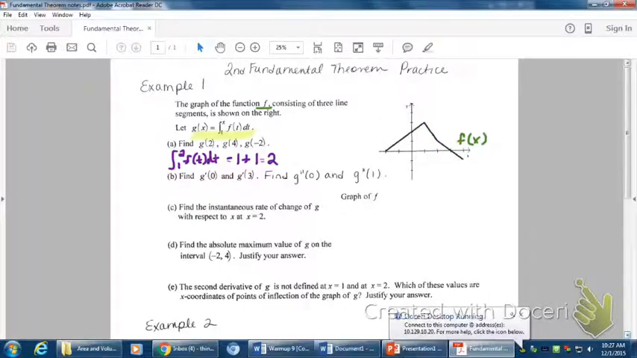Alright, g of 4 means the integral from 1 to 4 of f of t. So I need this part from 1 to 2, which we already found out was 2. But then I also want this little next part, because I'm going to go all the way to 4. You'll notice that those two parts cancel. So it's also going to be 2, but it's 2 plus a half minus a half, if you want to do it that way. And then g of negative 2 would be from 1 to negative 2 of f of t.